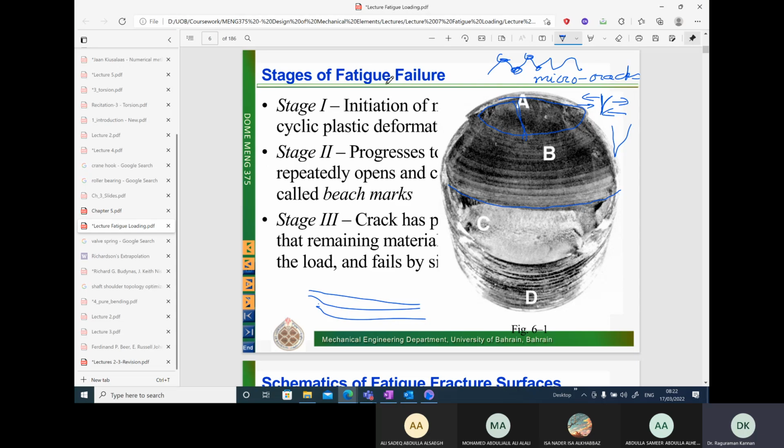Okay, so now we can understand why, at a very small load, much lesser than the yield stress, the fracture takes place. Why does the fracture take place?